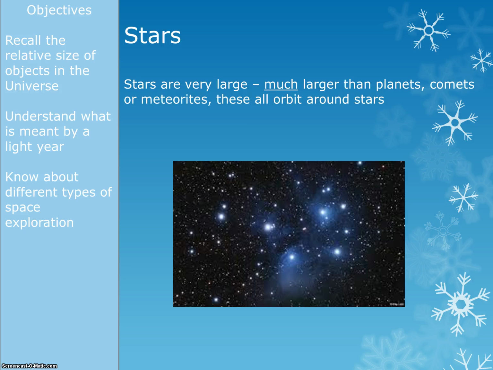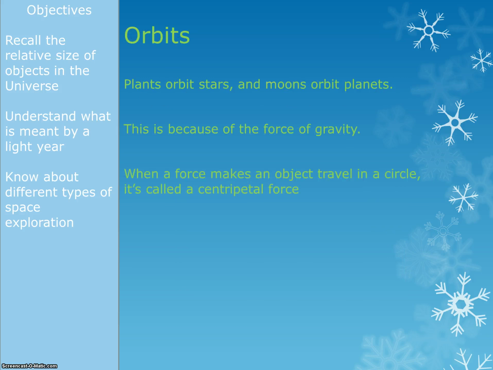So much, much, much bigger. So around our stars, we've got planets, comets and meteorites, and these will all be orbiting around the stars, so they'll be going around them in circular or elliptical orbits, but we'll talk more about what I mean by that in a second. So for the higher paper, we do just need to know a little bit of terminology about orbits. So we do know planets orbit stars and moons can orbit planets. And the reason things orbit each other is because of the force of gravity.